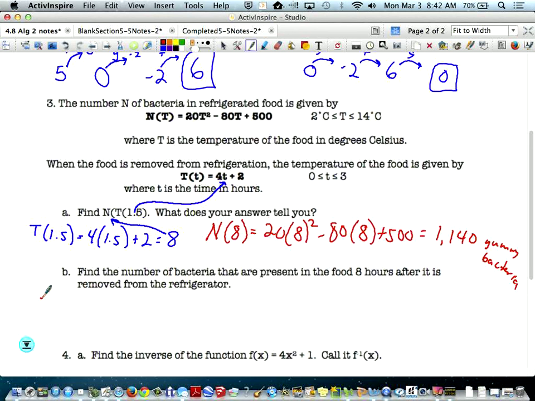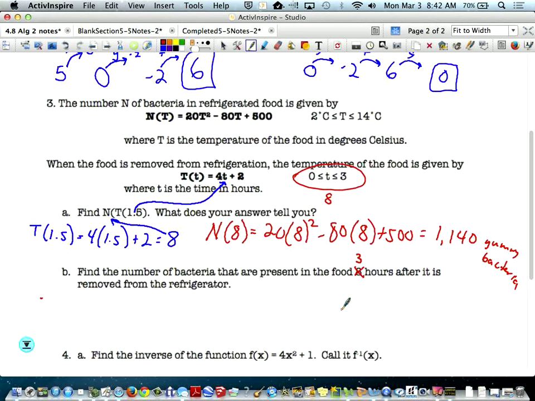Find the number of bacteria that are present in the food 8 hours after it is removed from the refrigerator. I don't really like that question, because 8 doesn't fit the parameters of the problem, right? So let's just switch this to 3, because that would be kind of the maximum number we're supposed to be plugging in. So find the number of bacteria after 3 hours.